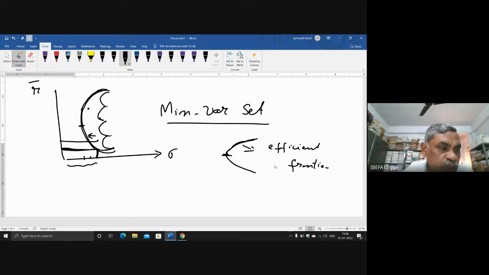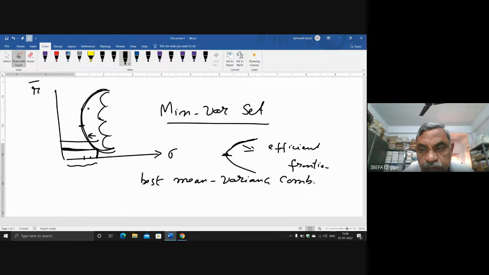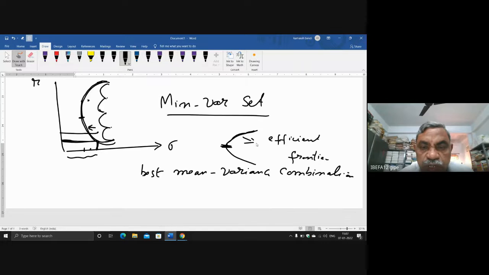So the efficient frontier gives the best mean variance combination. Of all the combinations, most efficient is this. That's how it is called the best. Like in econometrics, the minimum variance unbiased estimator is known as the BLUE estimator. In your econometrics, you may have learned that. Okay. So now we formulate this in terms of a model or a theorem known as the Markowitz model.